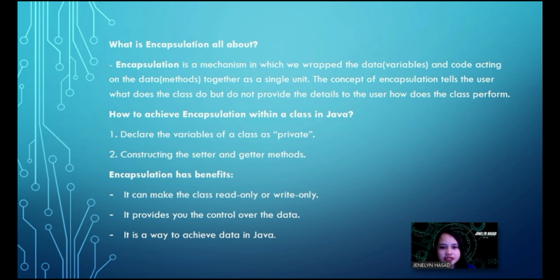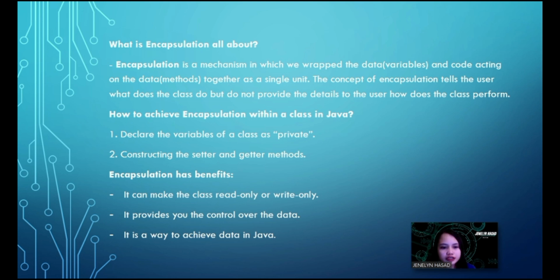It is a mechanism in which we wrap the data, which are the variables, and code acting on the data, the methods, together as a single unit. The concept of encapsulation tells the user what the class does, but does not provide the details to the user of how the class performs. It means you secured your data from the outside world or from the other class para hindi ma-access nang diretso.